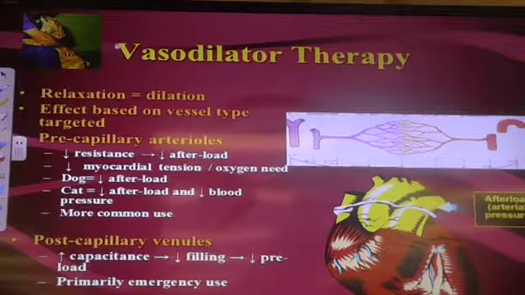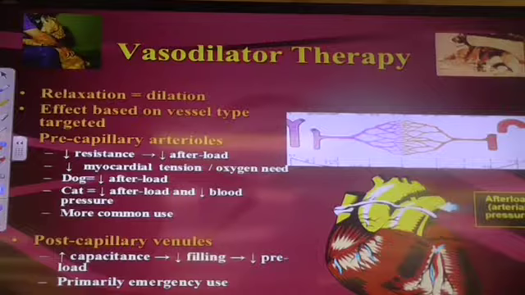Now the dog is hypotensive. The afterload reduction makes them normotensive. So all we're doing here is we're not changing blood pressure. We're decreasing the workload against which the heart has to work. The cat does suffer from hypertension. So in the cat, we're likely using these drugs to bring them back down to normal blood pressure, but we're still decreasing afterload. Is that making sense? In both cases, there's increased afterload.